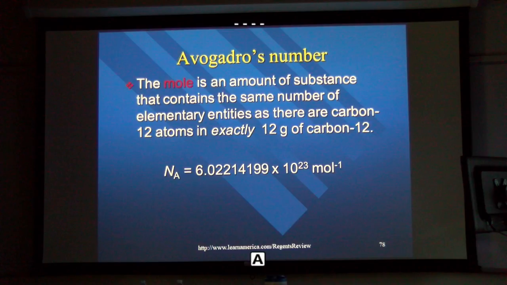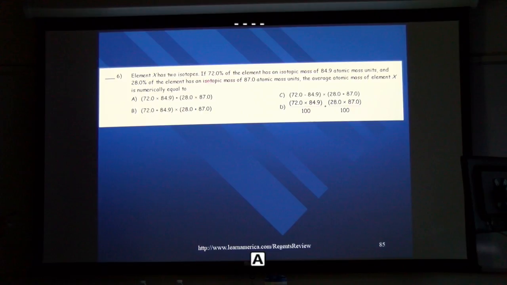Now, what's nice is that you typically might see the question in this manner, which I'm about to show you. So this number right here, on the top, is a weighted average for all the different carbon isotopes that exist. You might see the question this way. It says, element X has 2 isotopes. The 72% one, that's the abundant one, that's the normal one, weighs 84.9 AMUs. Its radioisotope weighs 87. The average atomic mass, how would you calculate it? Which choice would be correct?